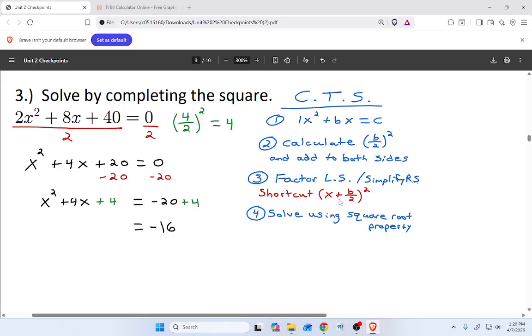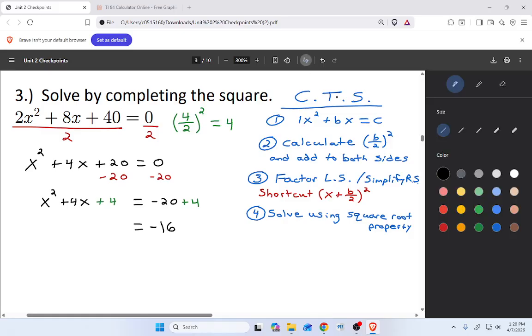I put a plus sign right here, but do keep in mind that it really depends on what your b value is. If your b value is negative, then this will really be a minus sign. So I'm going to use the shortcut this time, where I'm going to set up my parentheses. I'm going to put an x on the left side. I'm going to put an exponent of 2 on the right side. And I'm just going to think about what b over 2 is, or b divided by 2.